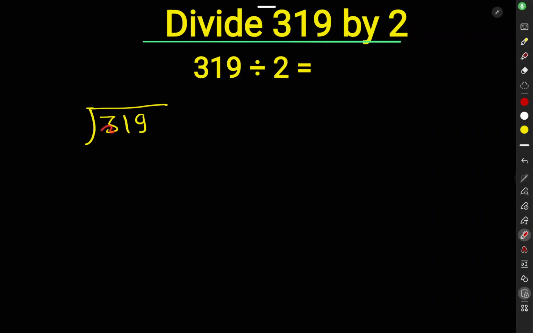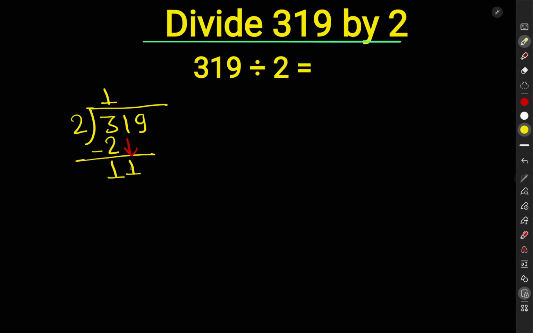We divide 319 by 2 in long division method. So 2 times 1 means 2. On subtracting we get 1. So now this 1 is less than 2. So we put down the number beside this 1.